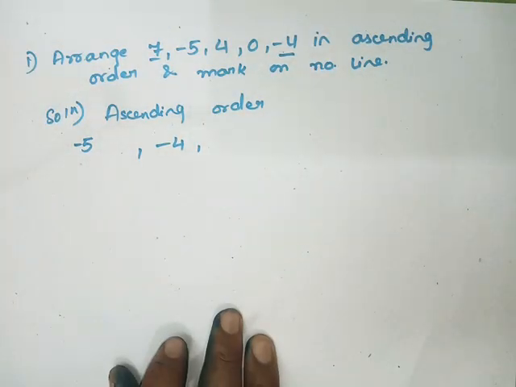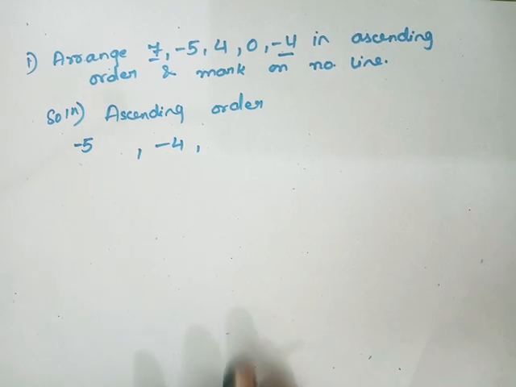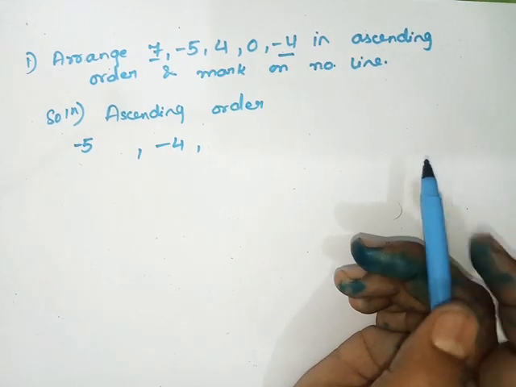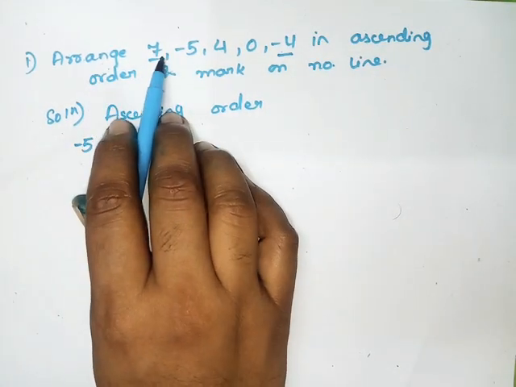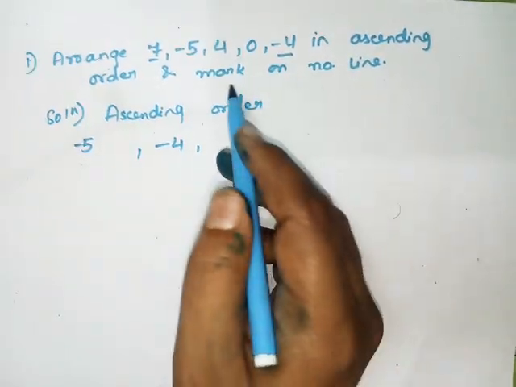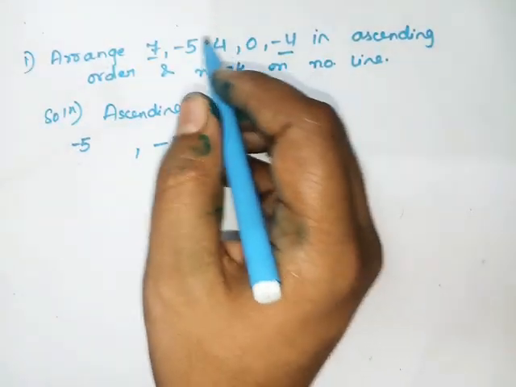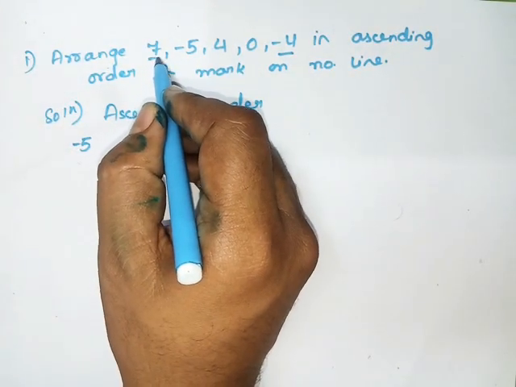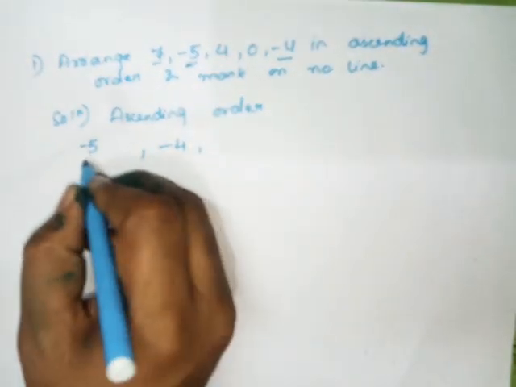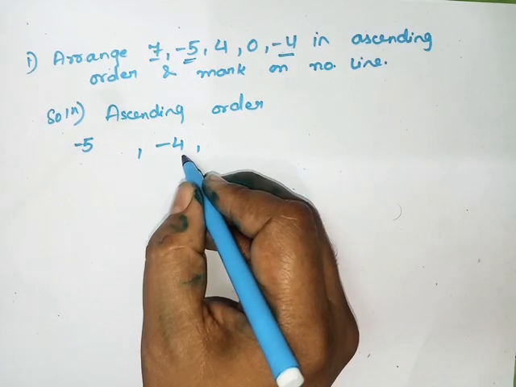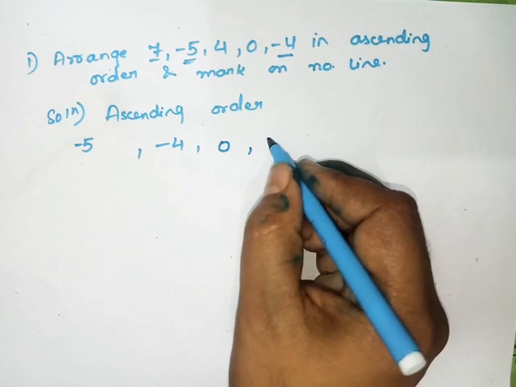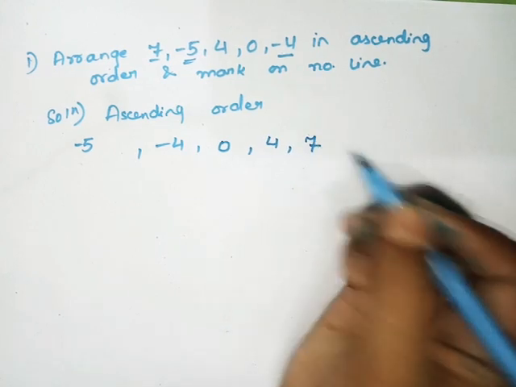What is ascending order? Ascending order means arranging the numbers from the smaller number to the bigger number, while descending order means arranging the numbers from the bigger number to the smaller number. Here is a question: arrange 7, -5, 4, 0, -4 in ascending order and mark them on the number line. Here the greatest number will be 7 and the smallest number will be -5. So I will start here: -5 will be the smallest, then comes -4, then 0, then 4, and the last one is 7. This is the required ascending order.